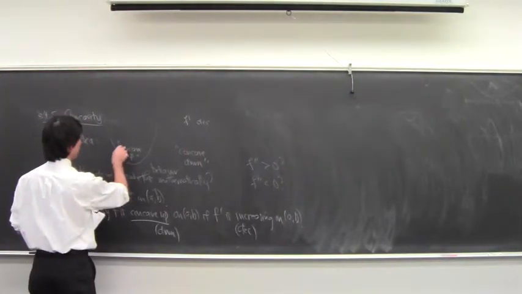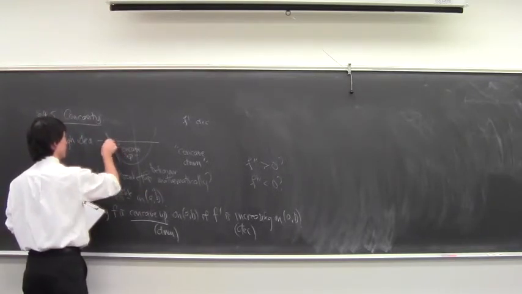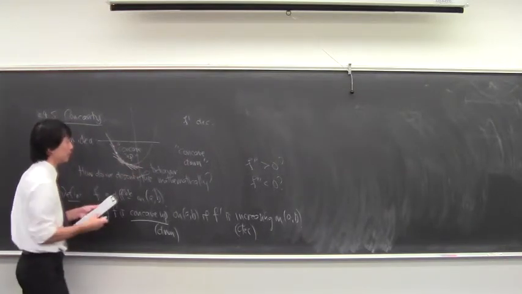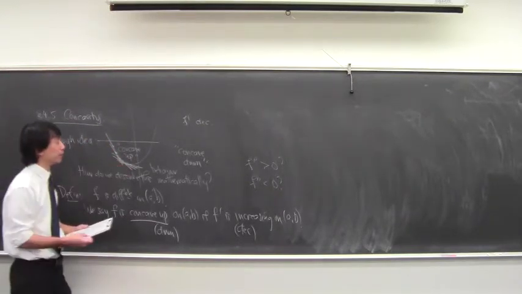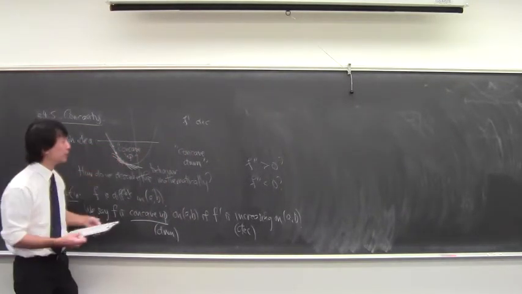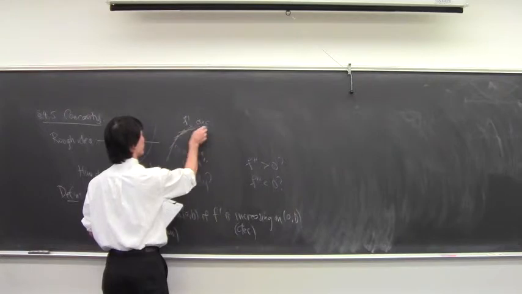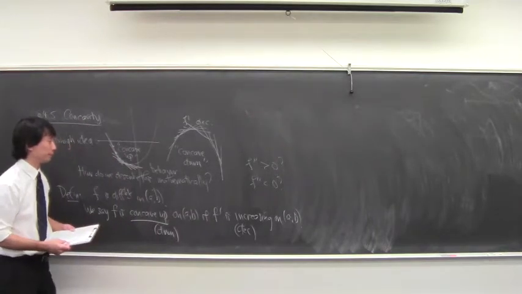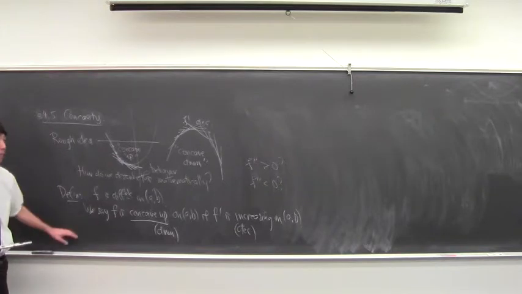If you look at the picture here, you have this graph. The slopes are very negative here, but then they become less negative, less negative, less negative. The slopes are increasing. We call this concave up. This thing we call concave down, where we see the slopes are decreasing. And that's how we describe this using the derivative.